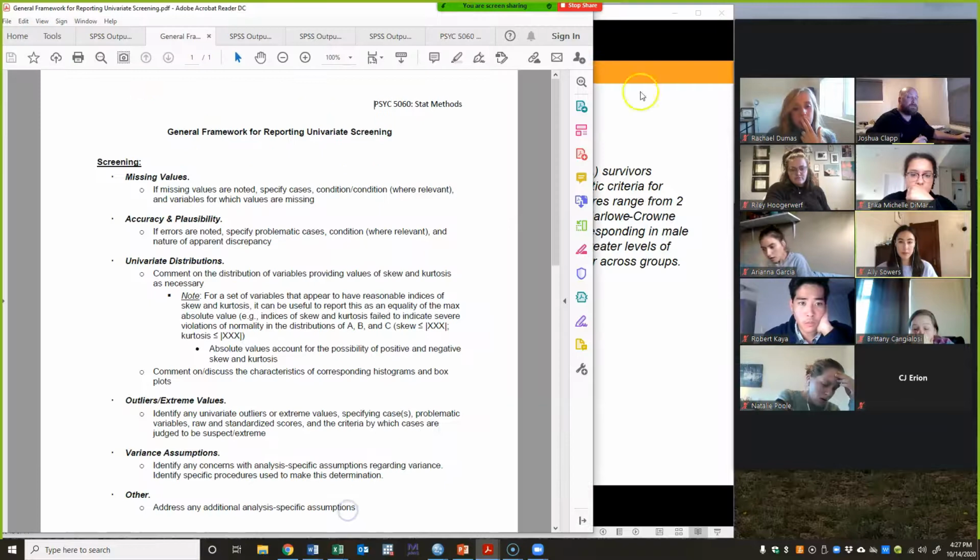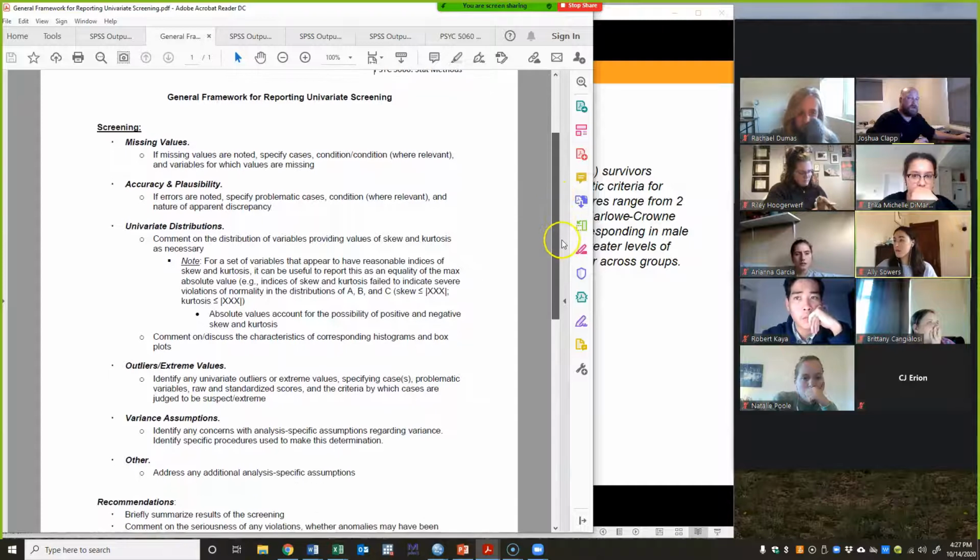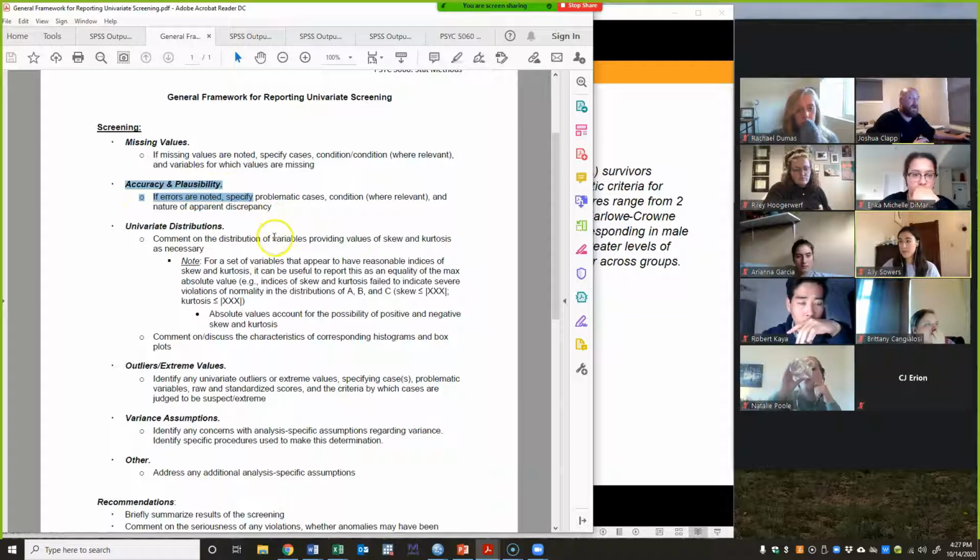I had posted examples, but I hadn't posted this before. This is in your handouts folder. This is a general framework for reporting univariate screening. It gives you a basic system for what you should be looking at for your general screenings: missing values, where these are coming up, accuracy and plausibility of scores. Are the scores that I'm reading consistent? If you've worked with lab research with undergraduates entering data, sometimes you get weird codes that don't make any sense. You want to identify those before we jump into running analyses.